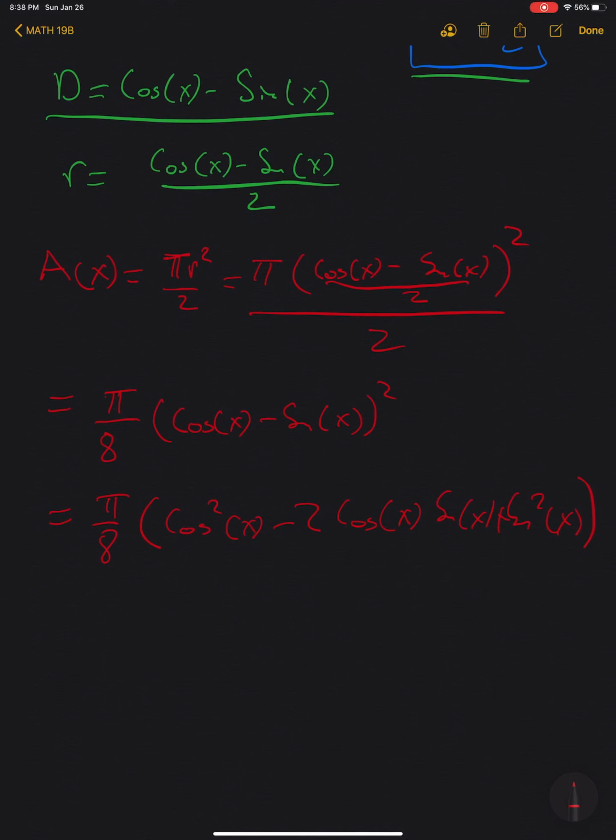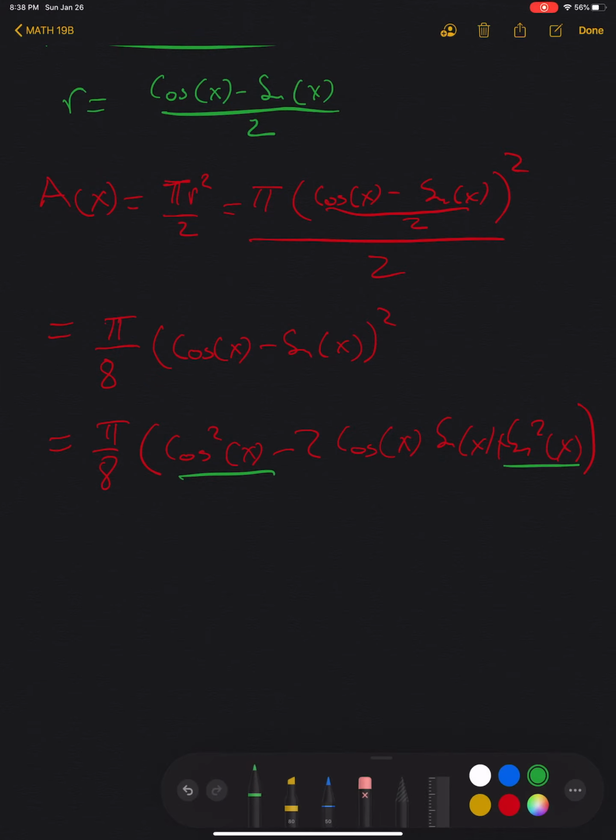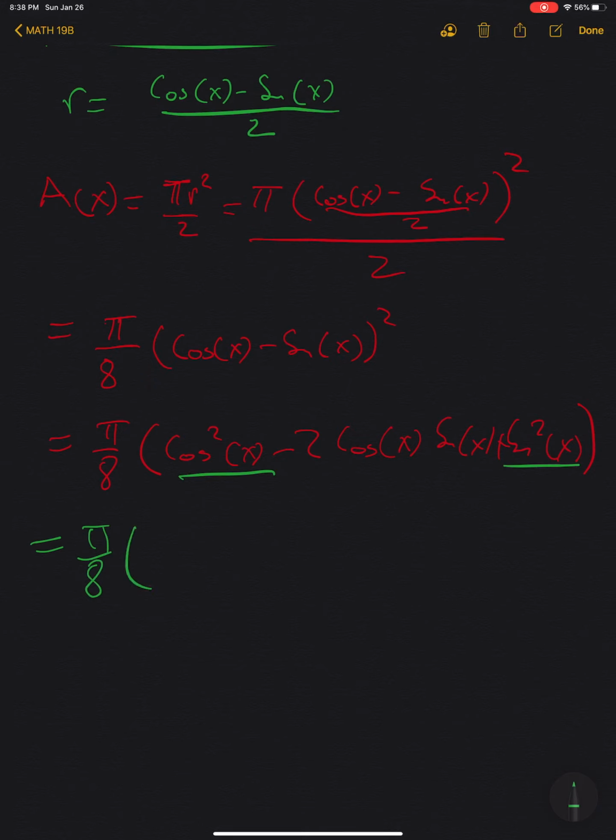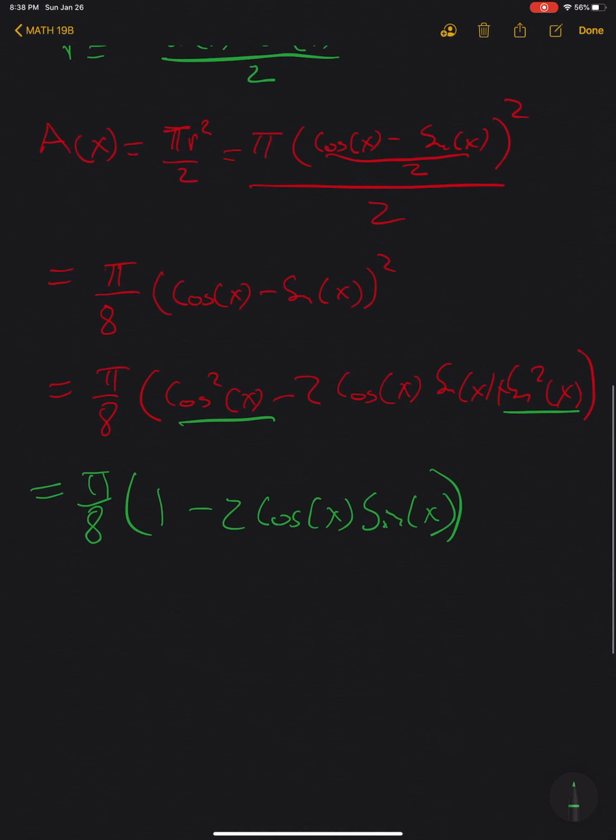Now we actually can use a common trig identity, that is sine squared plus cosine squared. I can replace that by a common number. We have pi over 8, and then these two I'll replace by 1. Cosine squared plus sine squared equals 1. So it will be 1 minus 2 times cosine of x sine of x. So that is the area of the cross sections.